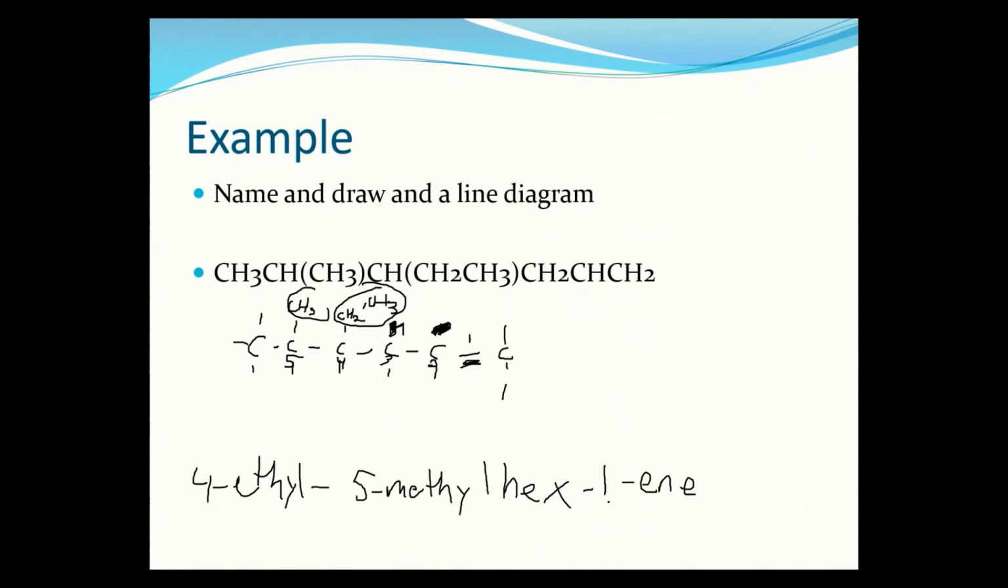So we base numbering on where that double bond is, not what's going to get us the smallest number here. And this is to draw a line diagram. So 1, 2, 3, 4, 5, 6. That's my parent, and then that double bond is on the first one, and then we have a methyl on 5, 1, 2, 3, 4, 5. So we just draw it like that, and then we have an ethyl on 4, so we just bend it once. There's a 2 attached to it. So this is what it would look like as a line diagram.